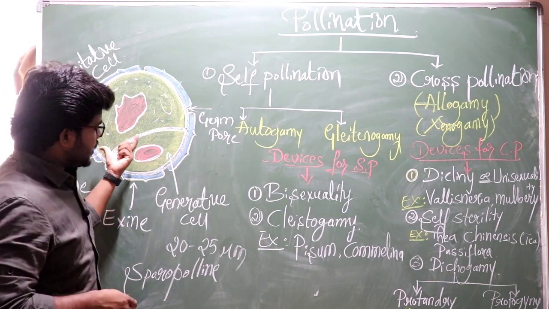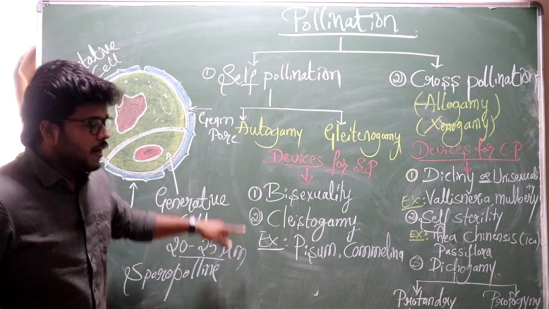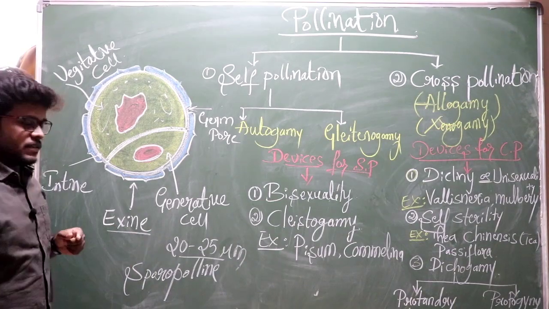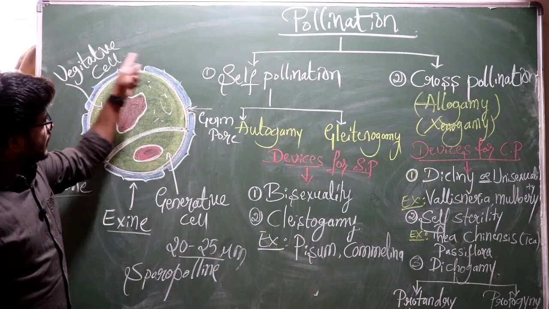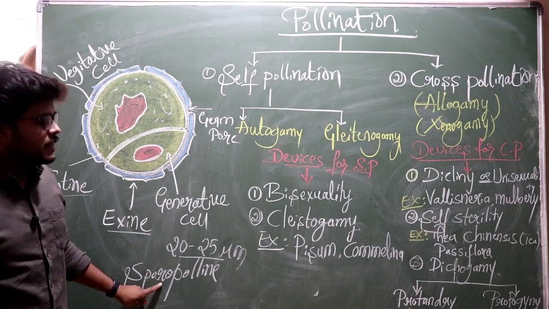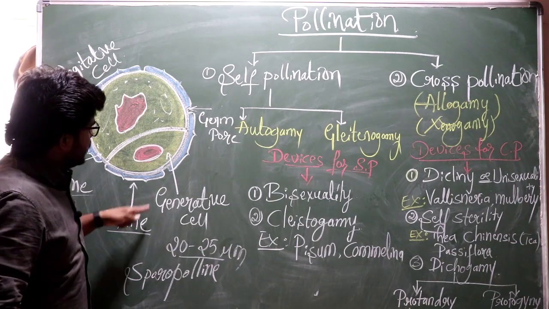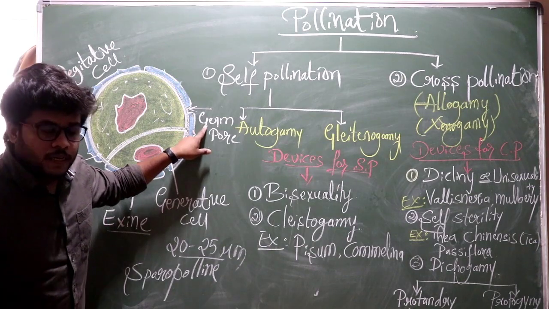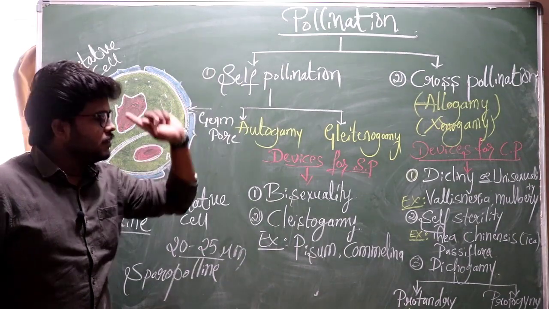So these pollen grains measure about 20 to 25 micrometers in size, and they are covered by two membranes. The outer membrane is called exine, the inner membrane is called intine. The exine is made up of one of the hardest and most resistant materials, called sporopollenin. At some places on the exine, sporopollenin is absent, which makes the germ pore. At these germ pores, the pollen tubes arise during pollen germination.